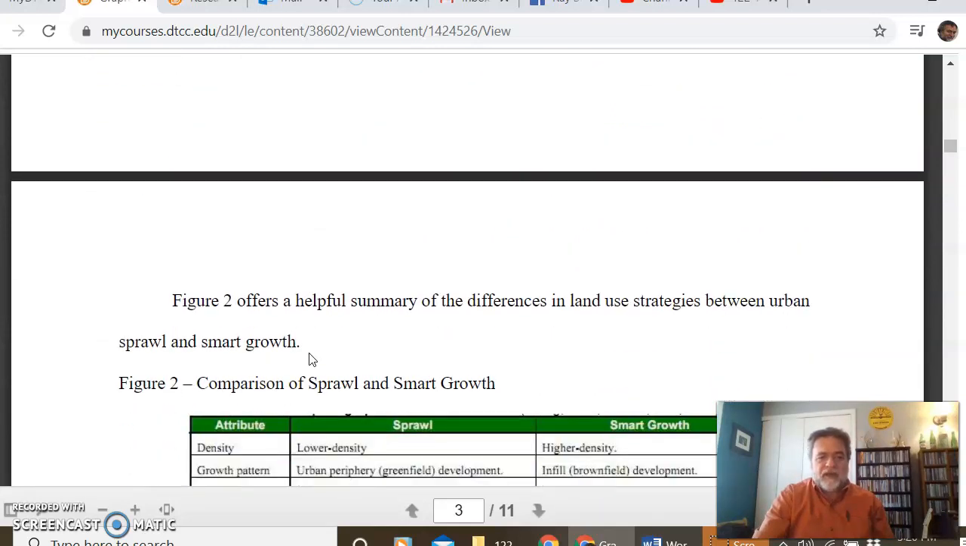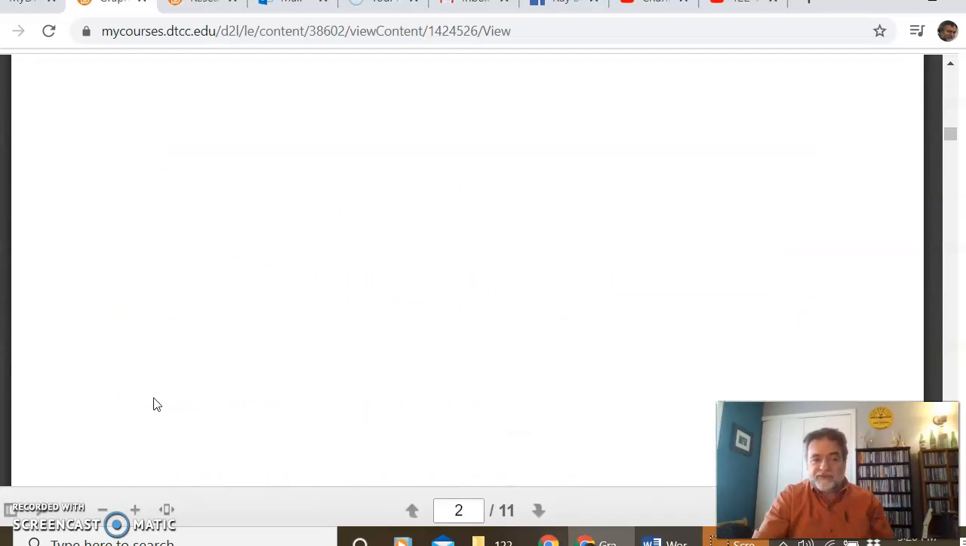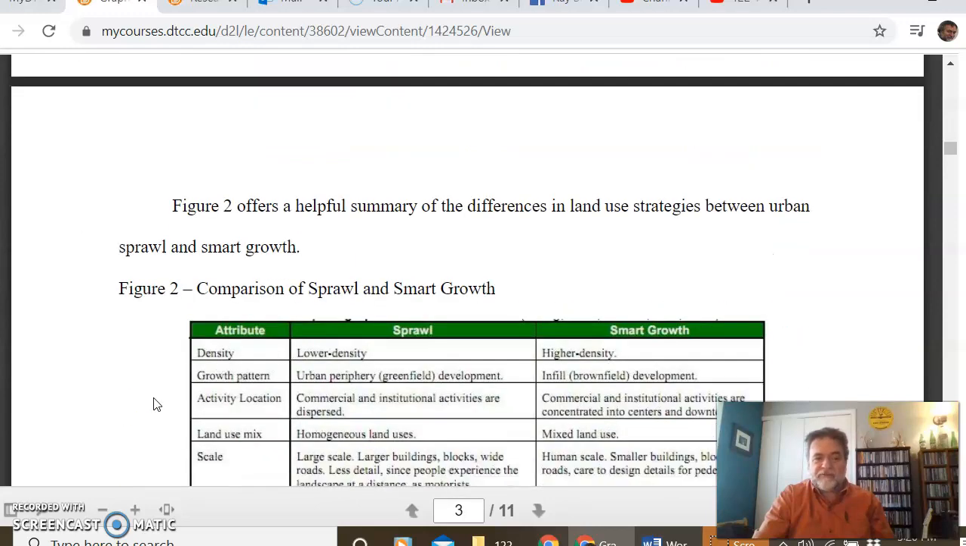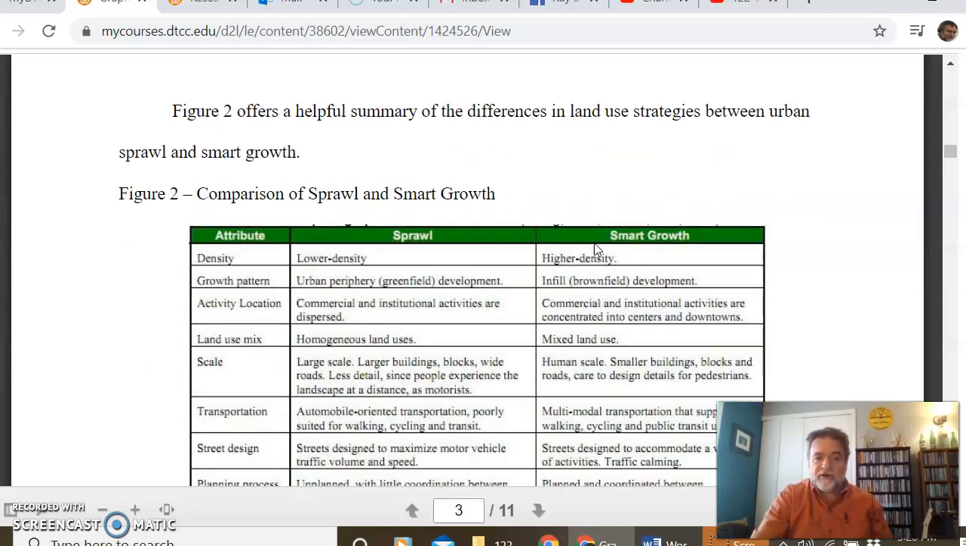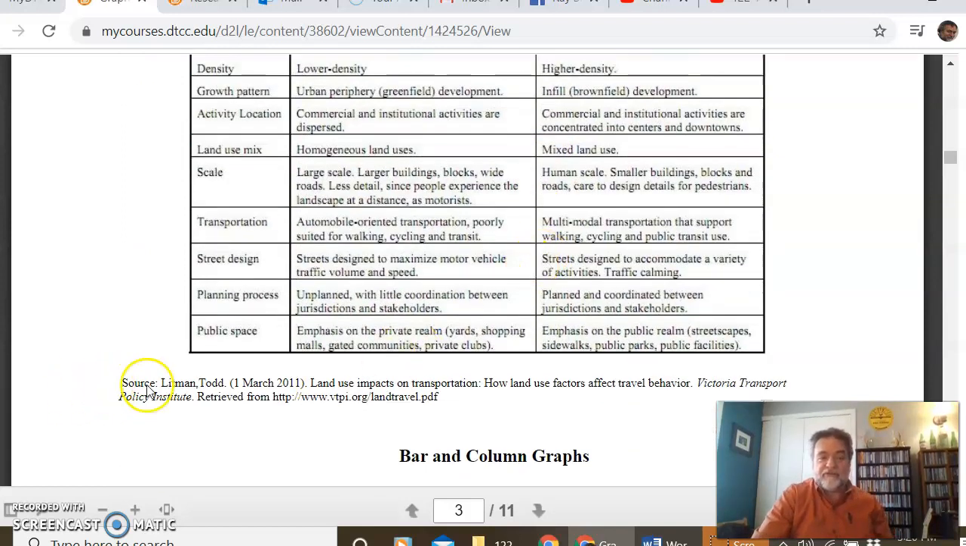It's a good job. Here's another table type graphic. And she was writing, this is from Smart Growth. You can see it in the full context of her paper if you wish. But she mentions Figure 2 offers a helpful summary of the differences in land use strategies between urban sprawl and smart growth. And there she found this source, and there's a complete reference for it.